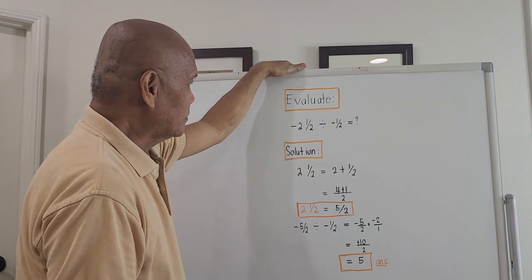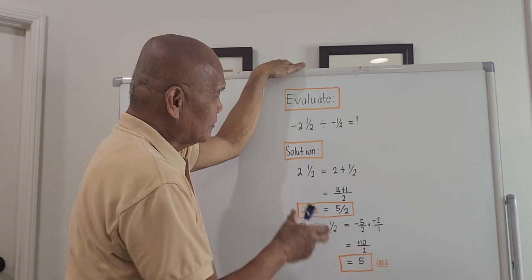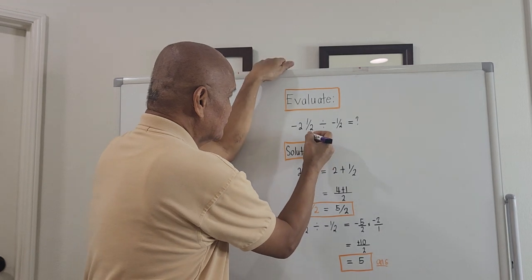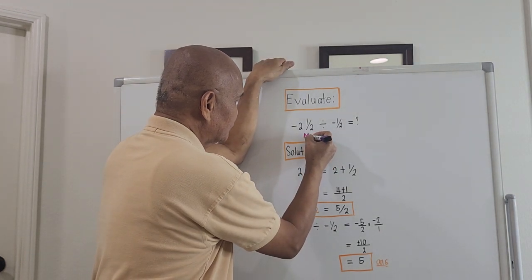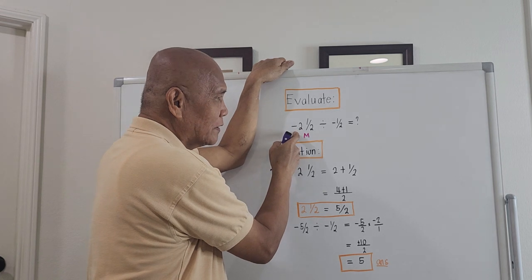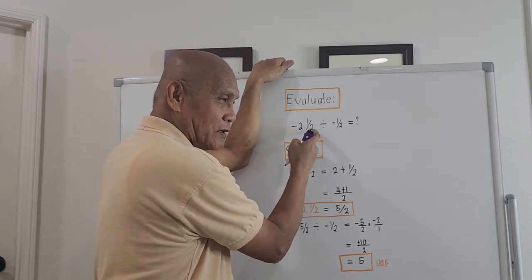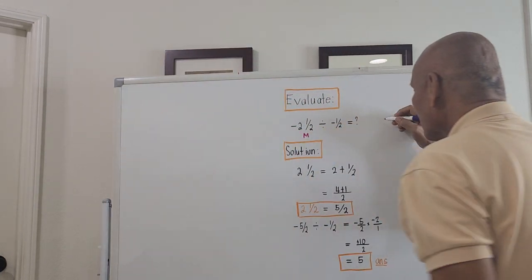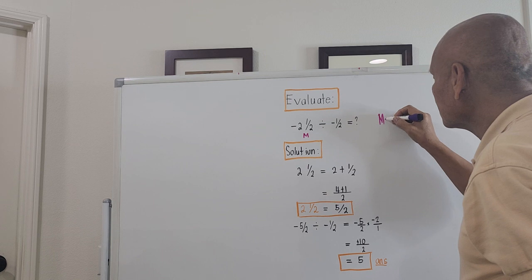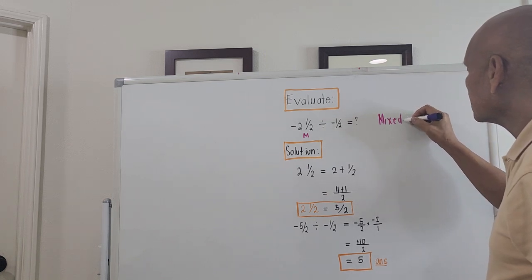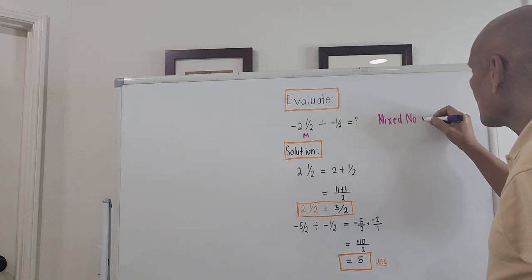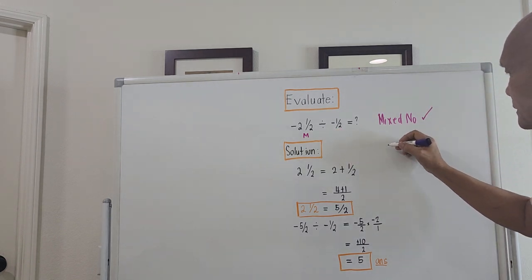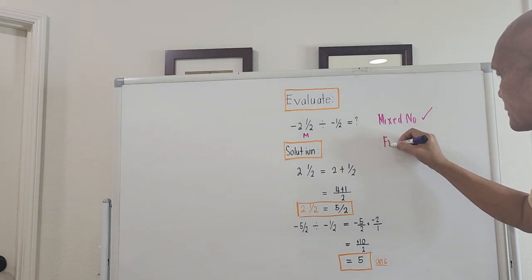if we observe the numbers that are given, minus 2 and 1 half is a mixed number. It has a whole part and a fractional part. That's a mixed number. The first one is a mixed number, and the second one is just a pure fraction.